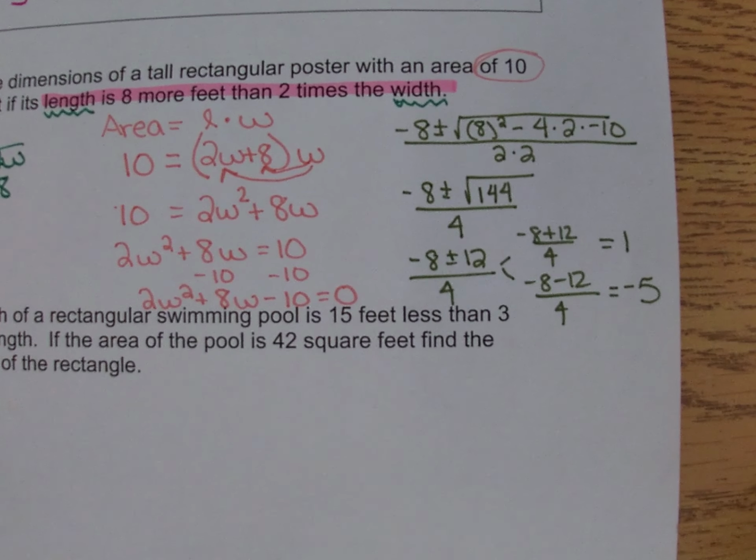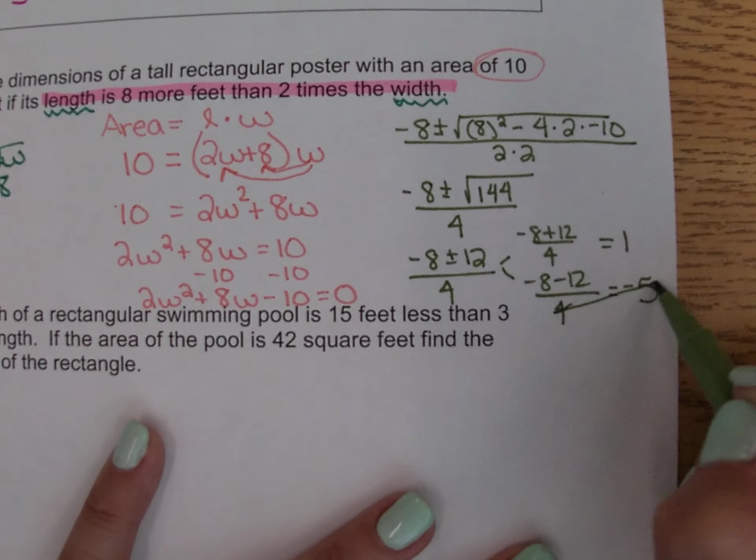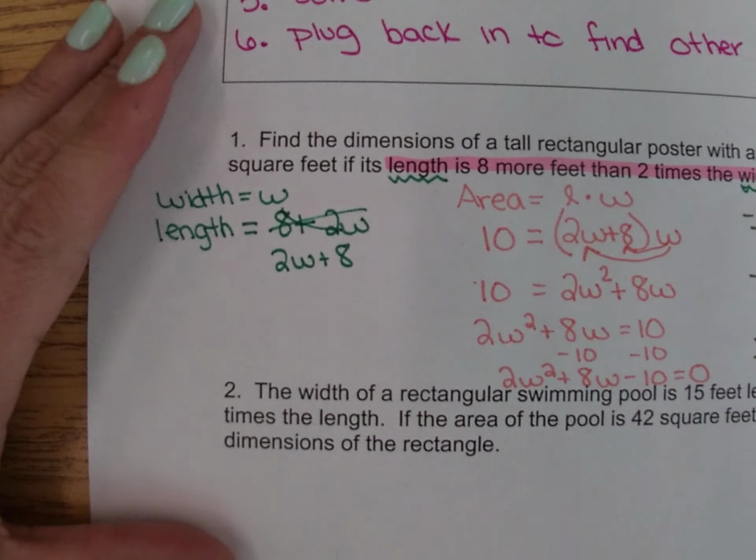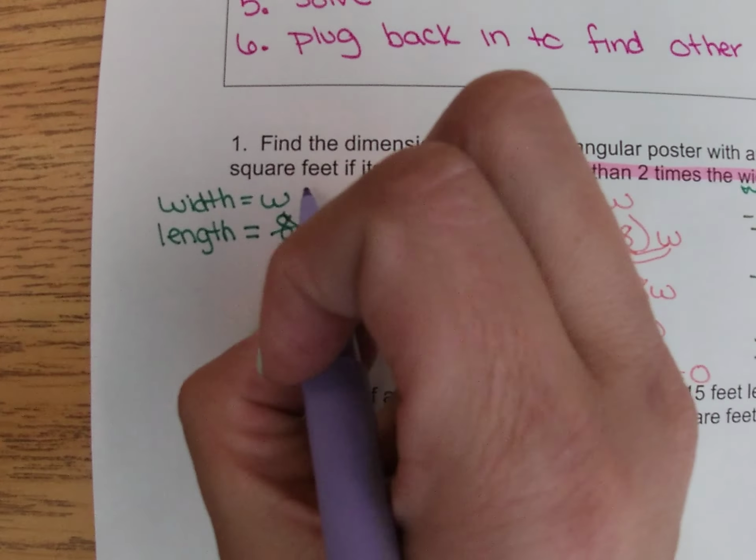But class, can a measurement be negative? Can I have a measurement of negative 5 feet? And the answer to that question is no. This is not a reasonable answer. Right? The only answer that makes sense is 1. So we are going to say that our width equals 1 foot.